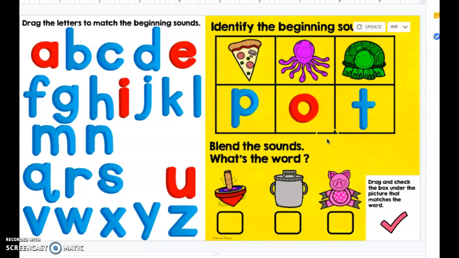P-O-T. Please look at your parent and tell them what word we just blended together. P-O-T. If you said the word pot, you are correct.